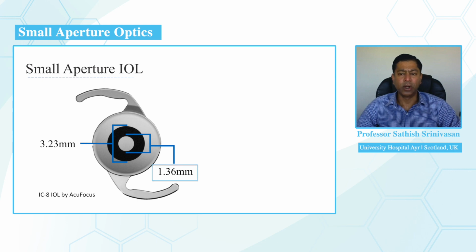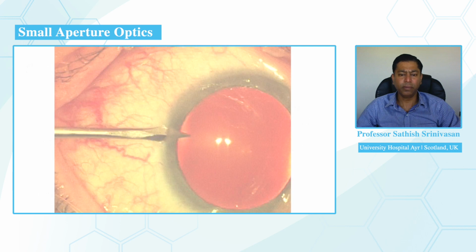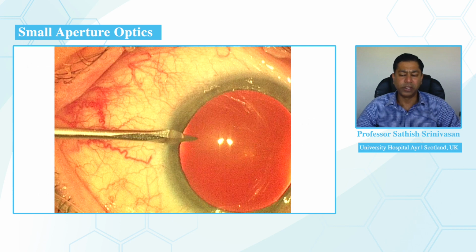This intraocular lens has an aspheric anterior surface. It has a 360 degree square edge to reduce posterior capsular opacification, and it has 0.27 microns of induced negative spherical aberration to counteract the positive spherical aberration induced by the human cornea. So this is a video illustrating the implantation of the IC8 intraocular lens.